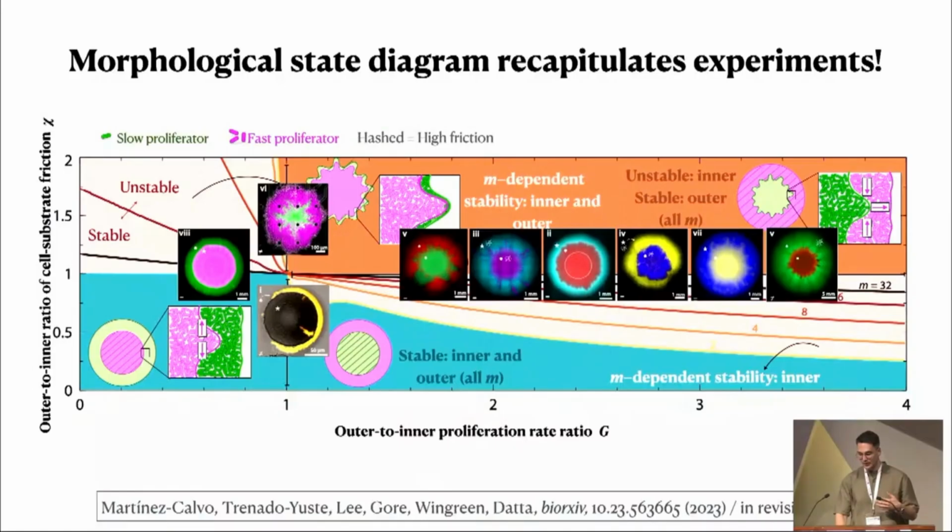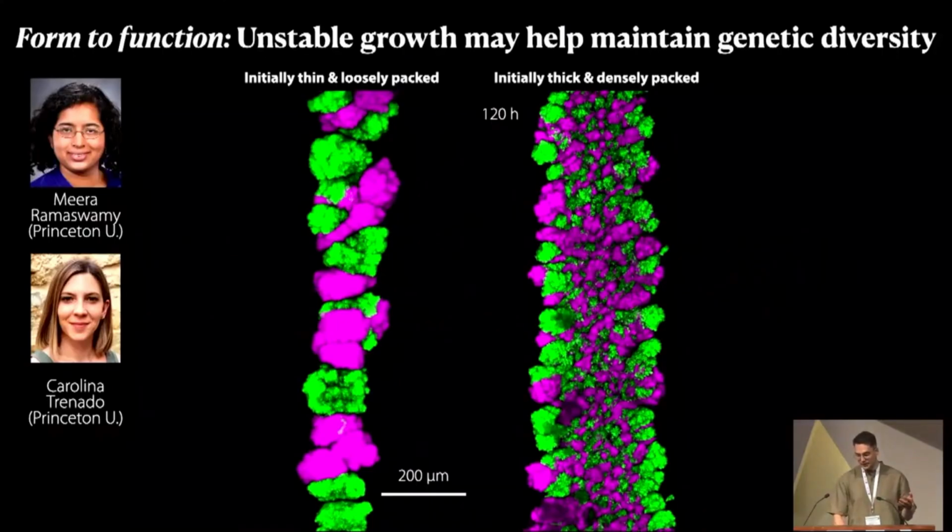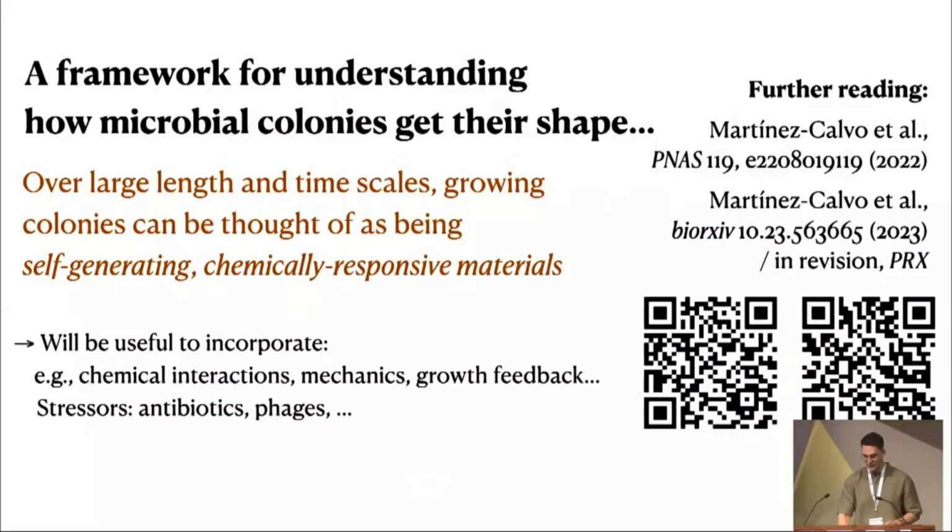Eventually, you can put together a phase diagram and compare with the experiments. You can see that, in the most frequent case, when the faster proliferator is outside, you will have something that is morphologically unstable inside. So we are currently trying to extend these ideas to 3D, to see the interplay between shape and having different species, and the relation with genetic diversity. I won't have time to go into these, so I'll just leave you with a conclusion.